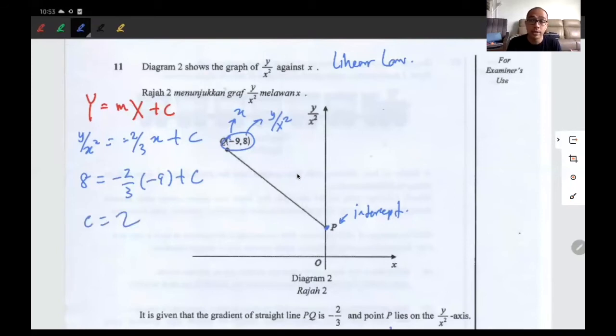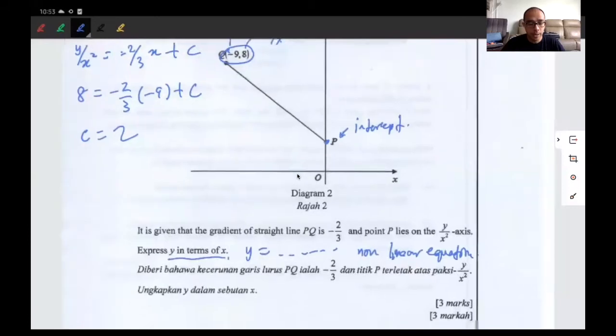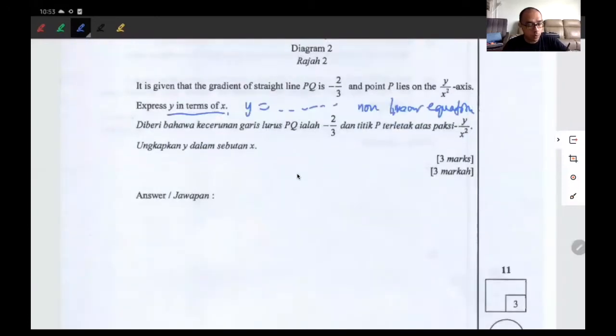18 divided by 3 is 6. 8 minus 6 is 2. Okay. So that means our linear equation is y over x squared equals negative 2 over 3x plus 2. That's our linear equation.